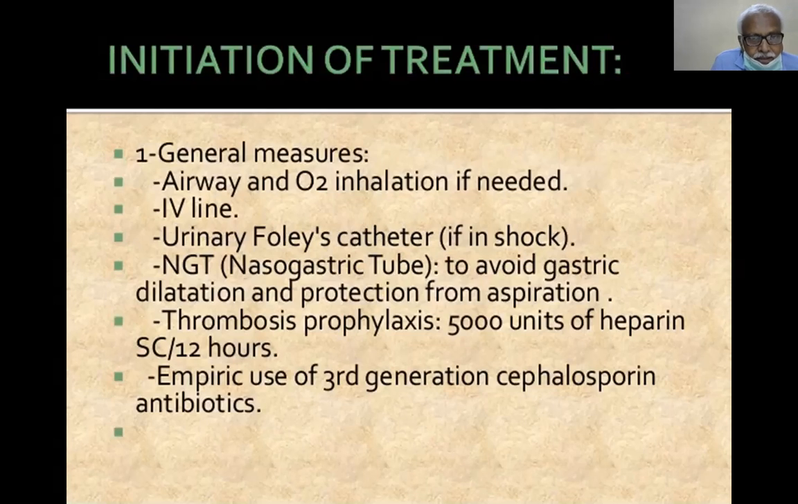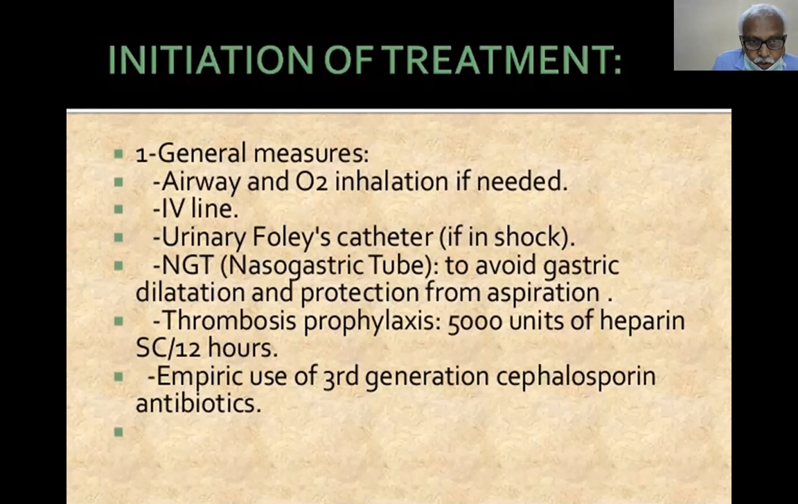So, general measures: the airway should be taken care of, oxygen insufflation should be given if needed, and an IV line should be maintained. A urinary Foley's catheter should be given if the patient is in shock and cannot pass urine. Otherwise, what will happen? The lower abdomen will distend, suprapubic distension will take place, and the bladder will distend if we do not take care of it. That's why, if he is an unconscious patient, we have to immediately put in the urinary Foley's catheter. Continuous bladder drainage, we call it CBD.